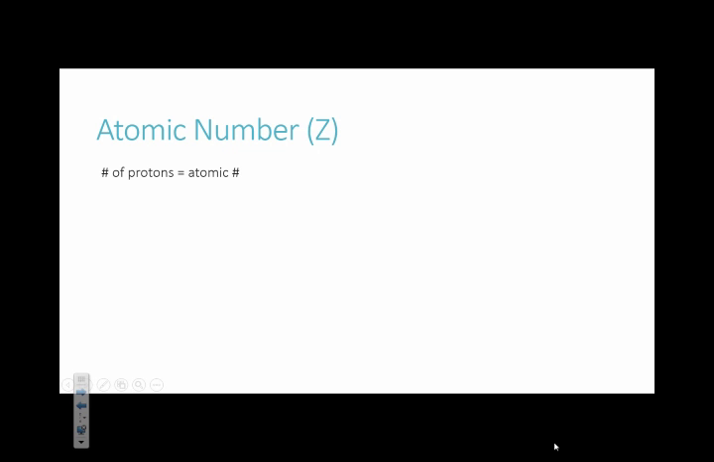So let's start with the atomic number. It's often denoted as a capital Z, as you can see here. And it equals the number of protons. Your atoms are neutral, therefore your number of protons will equal the number of electrons in an atom. That's always true for an atom.